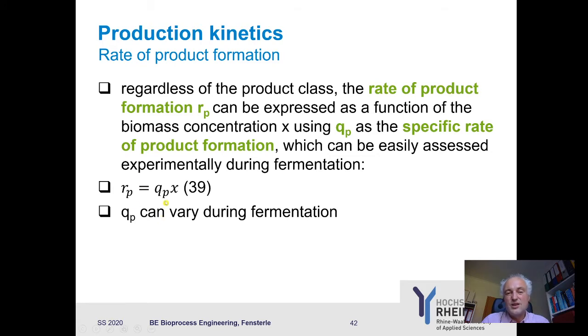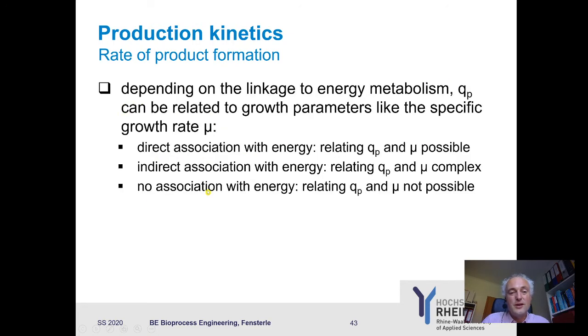We don't solve a differential equation at that point, but of course Rp is the same as the change in P over the change in time. These are the rates we remember in basic reaction theory. Rp is equal to dP divided by dt. That's clear. And of course Qp can vary during fermentation, and if it's varying, we cannot directly solve this differential equation. That's clear. Now, what is the value of my Qp?